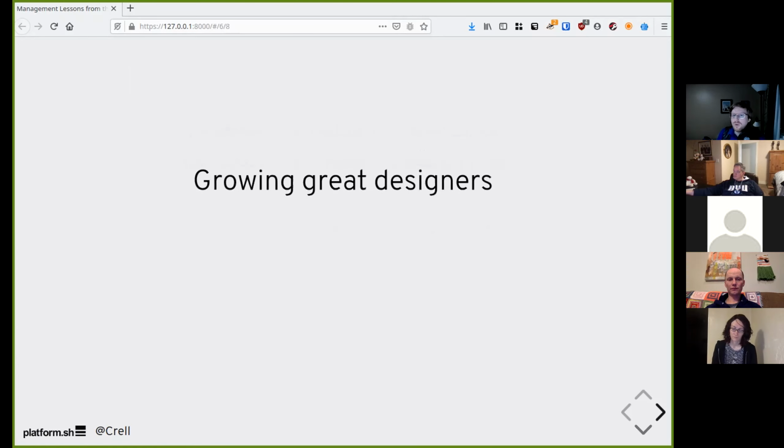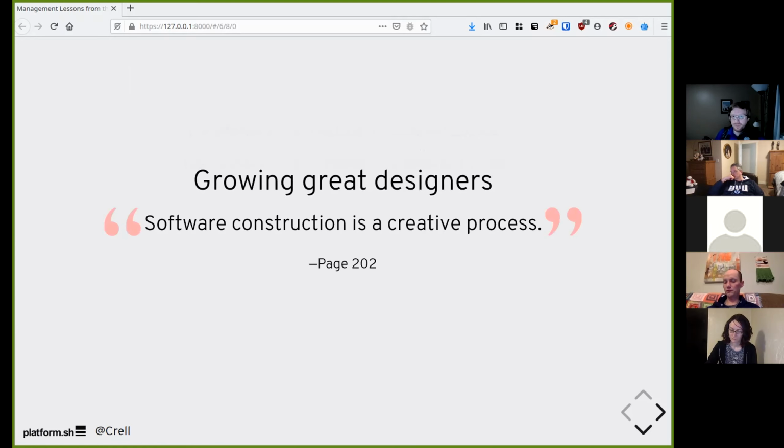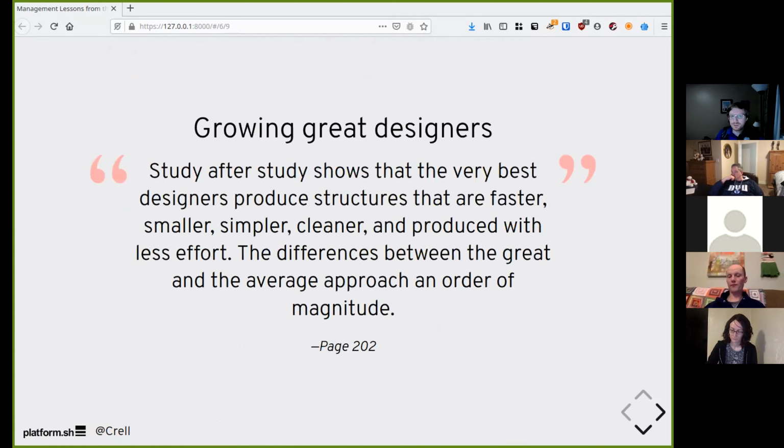He also says we need to grow great designers. Now, there's an interesting shift here. In the 80s and 90s, he stops using the term architect and starts using the term designer for the same role, because software construction is a creative process. Study after study show that the very best designers produce structures that are faster, smaller, simpler, cleaner, and produced with less effort. The difference between the great and the average approaches an order of magnitude. Oh my God, 10x developer discrimination. No. 10x designer. The best developer is not going to produce 10 times as much code per hour as a junior. That's not how it works.